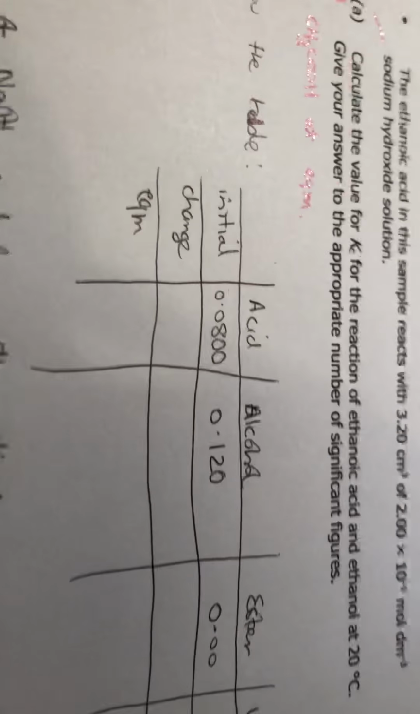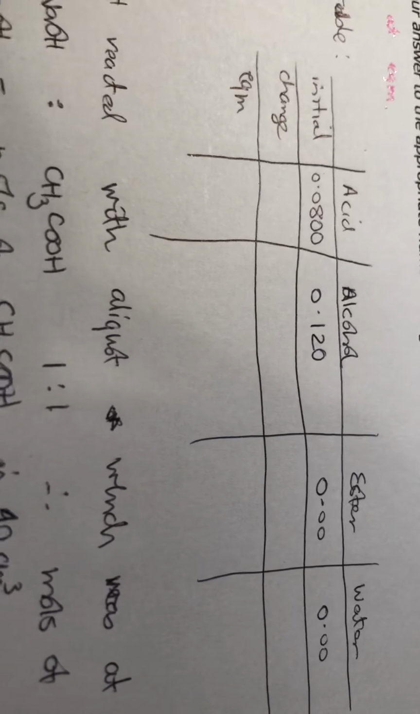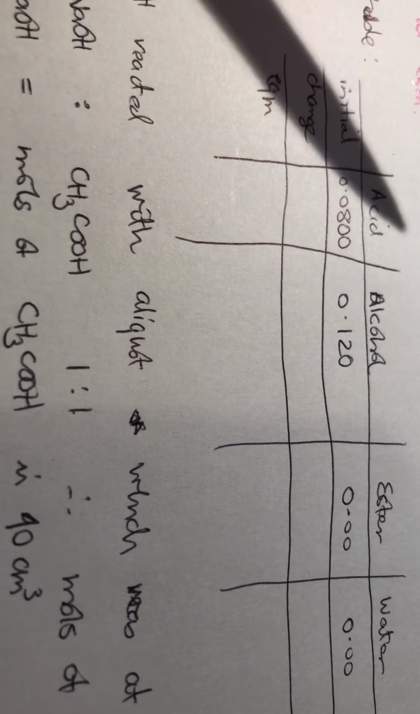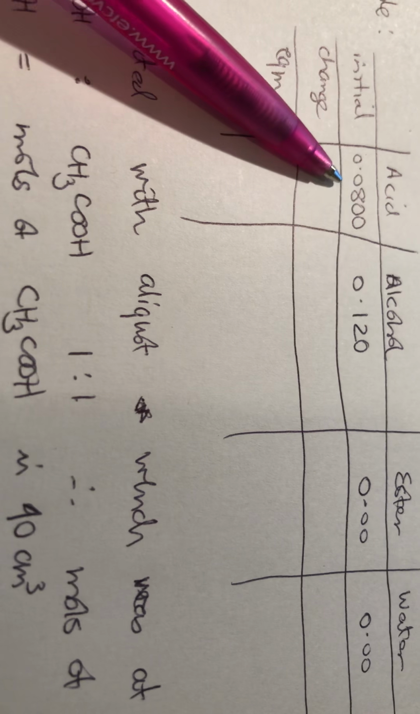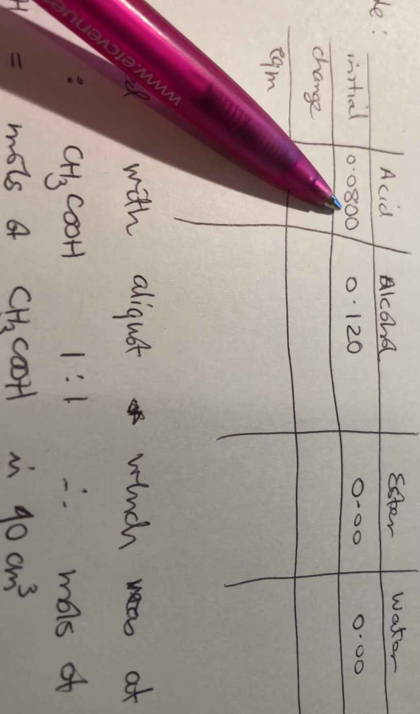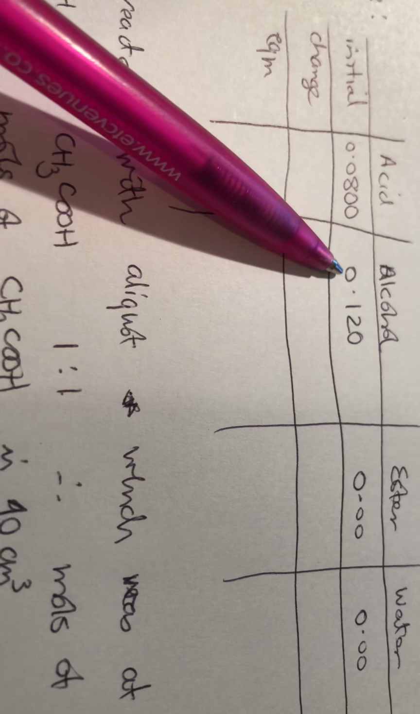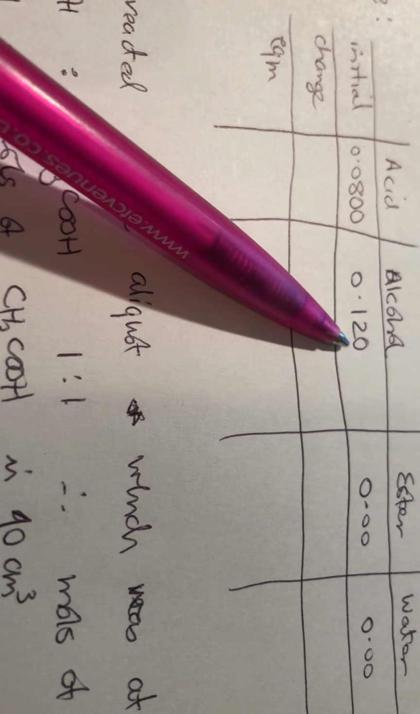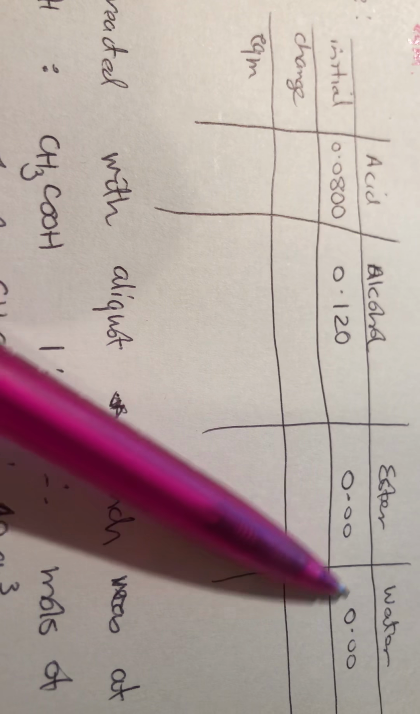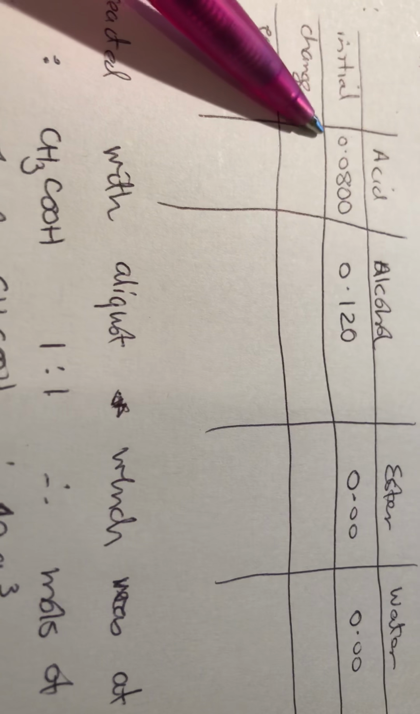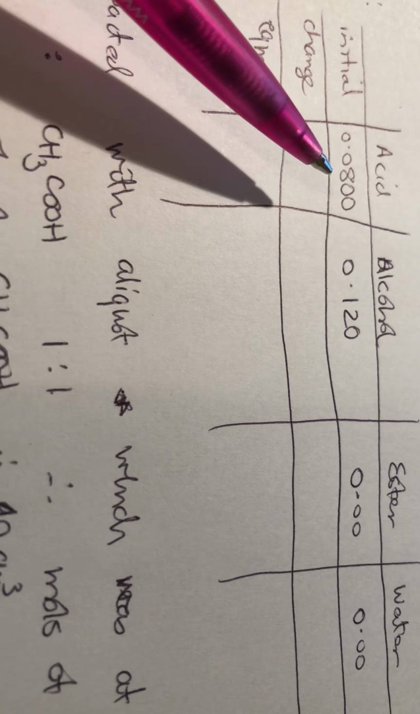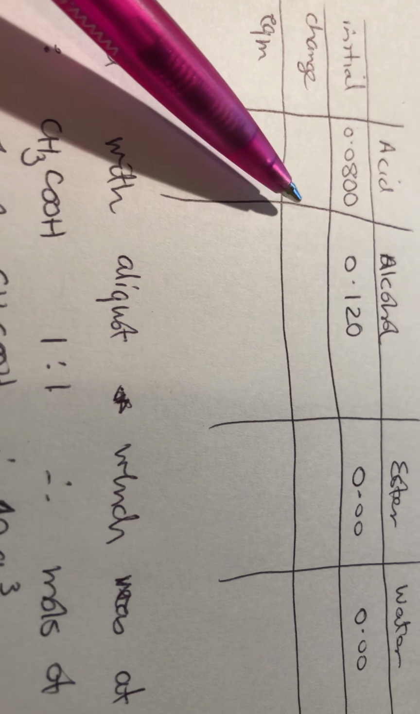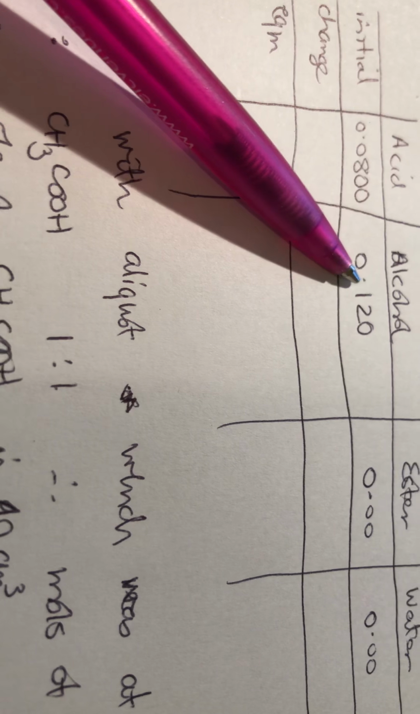Okay, so first things first, draw your table. So you've got your acid, your alcohol, ester and water. Your initial number of moles are 0.0800, your alcohol is 0.120, ester and water zero. Okay, you have to give your answer to an appropriate number of significant figures. All the information was given to 3 sig fig.